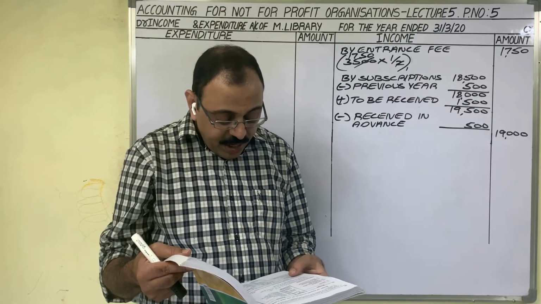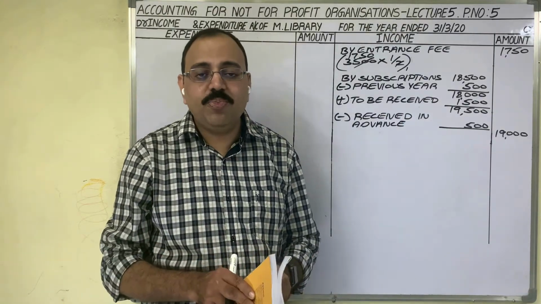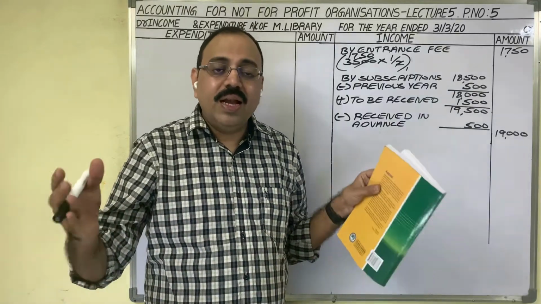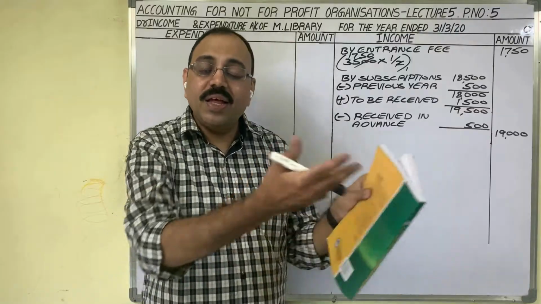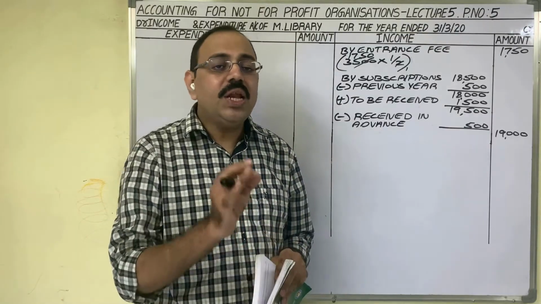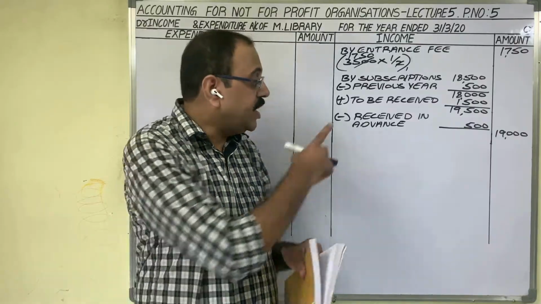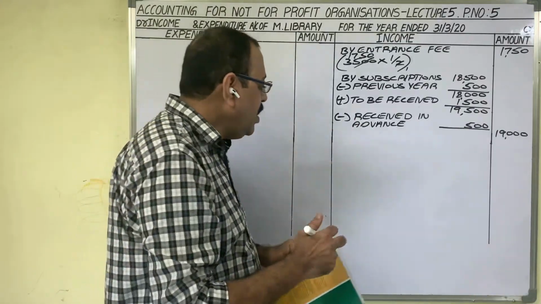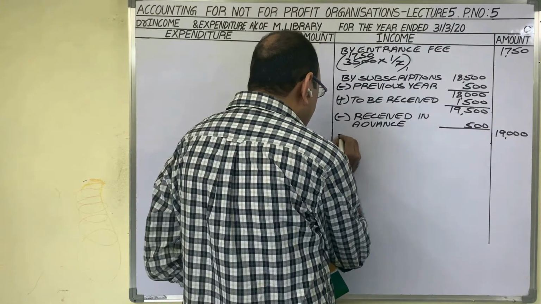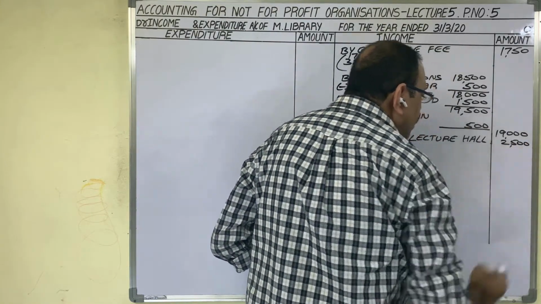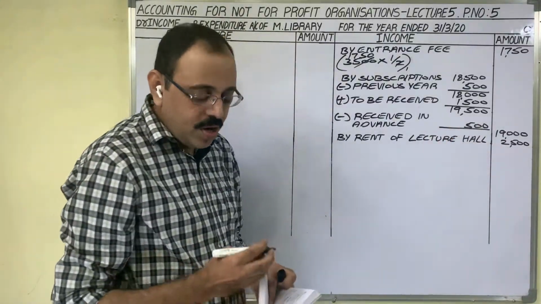Next one, rent of lecture hall 2,500 rupees. This organization has one lecture hall. They lent this hall to somebody and they received rent. So this is a regular income. Means revenue receipt. Credit side you should write that. By rent of lecture hall 2,500. There is no adjustment for this. Therefore amount directly in outer column.